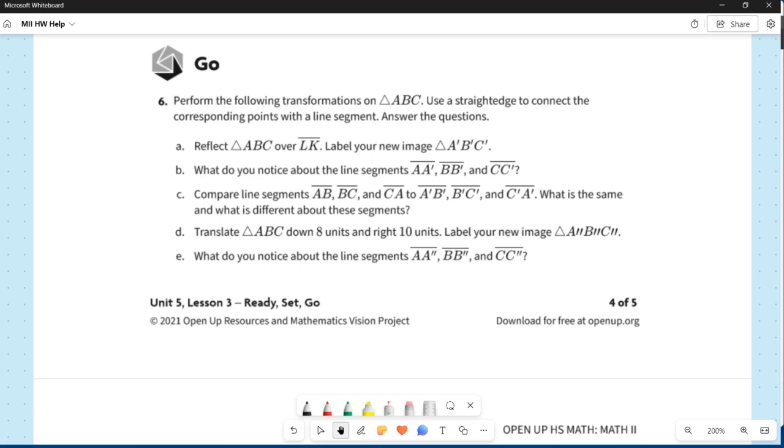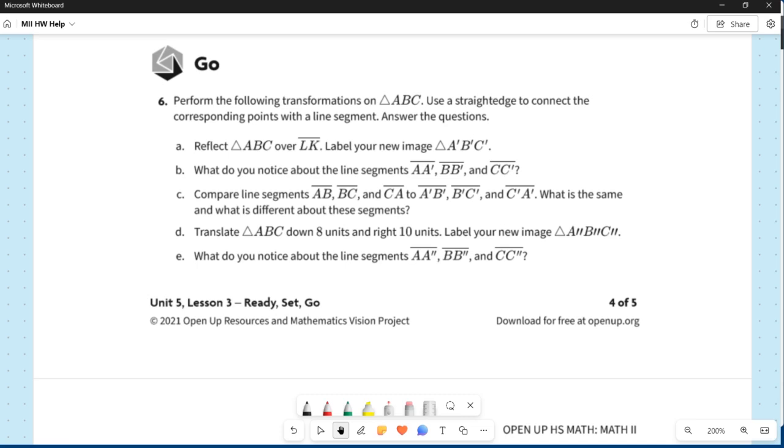Moving on to the Go section. The Go section also has one question in it, just like the Set section, and also like the Set section, the one question in Go has multiple parts to it, but let's just take it one piece at a time and perform each of these transformations, and we'll take it from there.